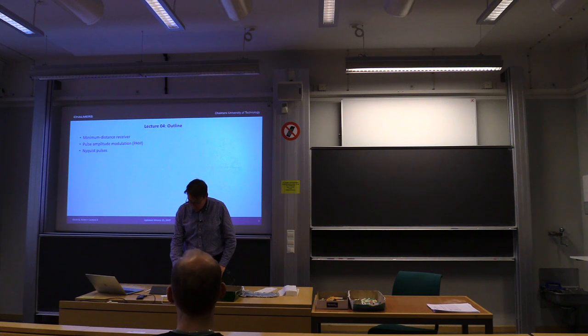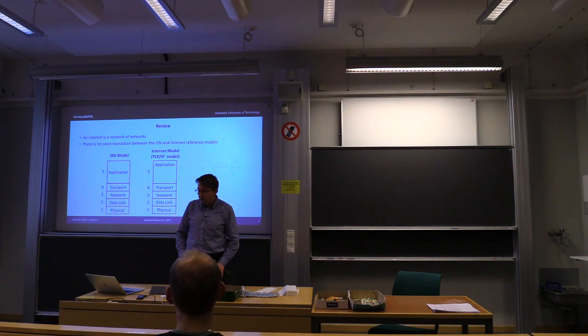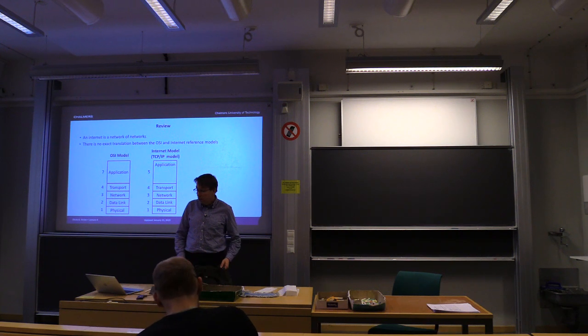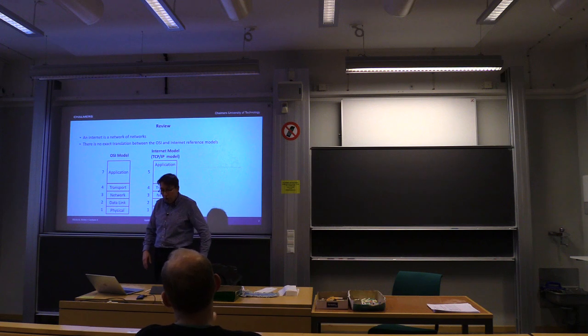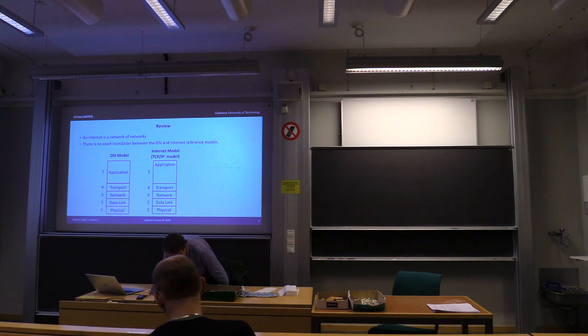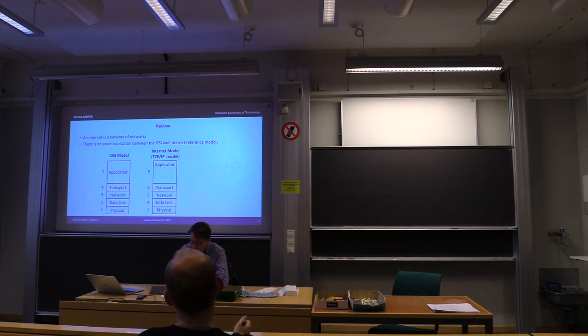So let's get started. A short review. We talked about internets. An internet is a network of networks. And then we talked about two different models for protocols, the OSI model and the internet model. The important thing is there are a number of layers, they have numbers, and they have names.